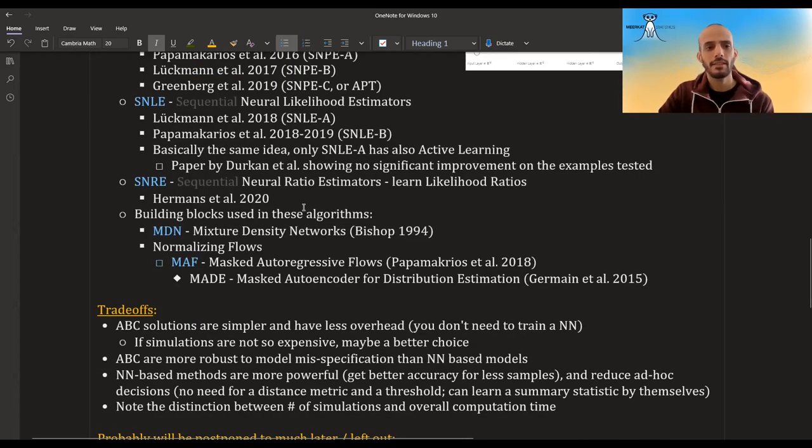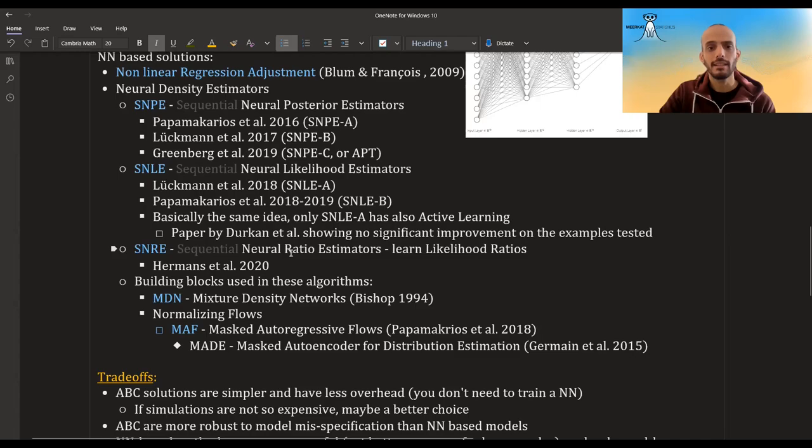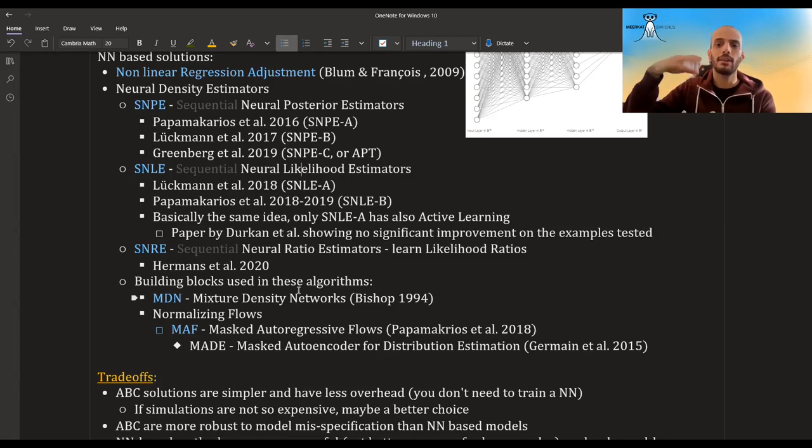Then there's another algorithm called SNRE, which instead of trying to approximate the posterior or the likelihood, tries to estimate the likelihood ratio, which appears in the MCMC algorithm. So it's a way to do MCMC when we don't know the likelihoods. Well, let's just take both likelihoods, treat it as a ratio, and then estimate that.